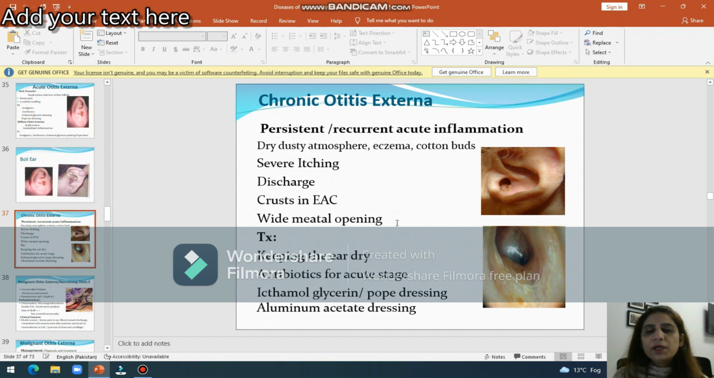In cases of chronic, when the patient presents in between the acute attacks, you can put steroid packing inside the external auditory canal. And in the acute condition, treatment is the same: antibiotic, ichthammol glycerin packing, and Pope dressing. It will reduce the inflammation and is also antiseptic. So you can give steroid ear drops or you can pack the ear with the help of steroid.